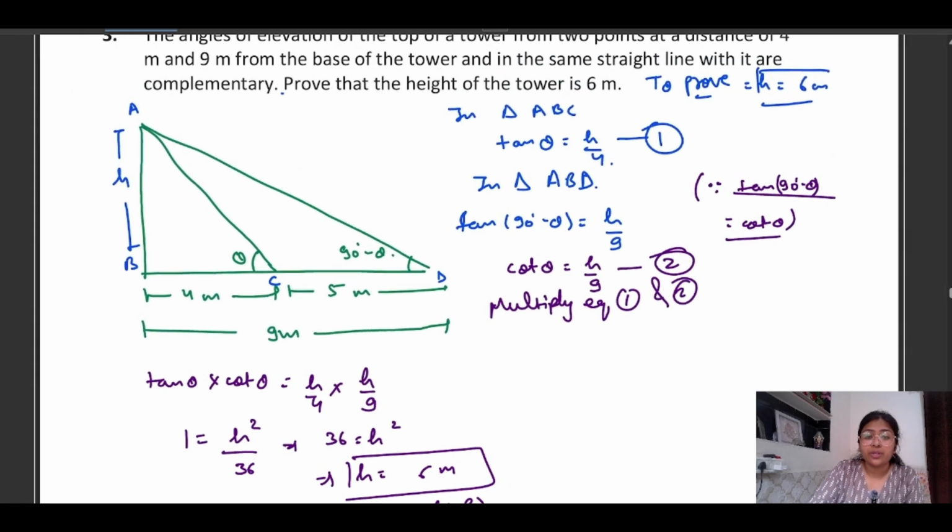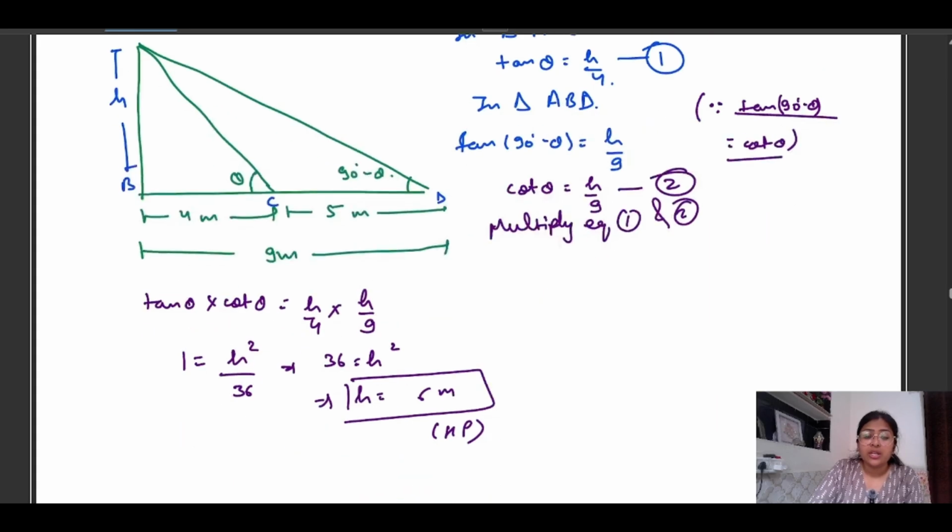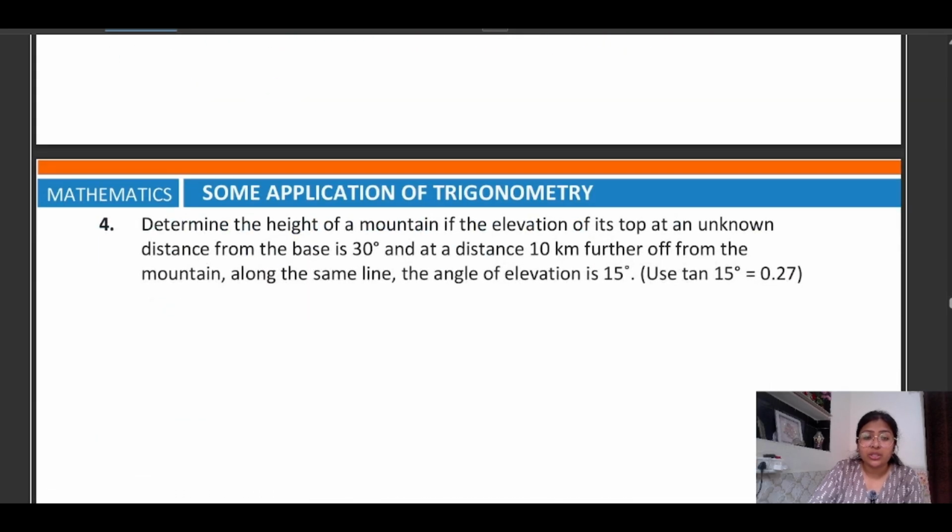Okay, learners, you got the solution. Any doubt? If you have any doubt, you can comment and ask me, and I will tell you again. Okay, now we are going to move on to the next question.